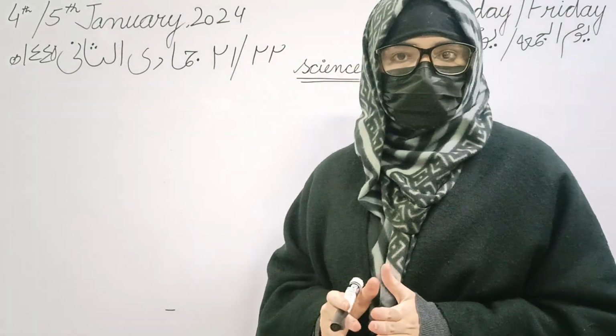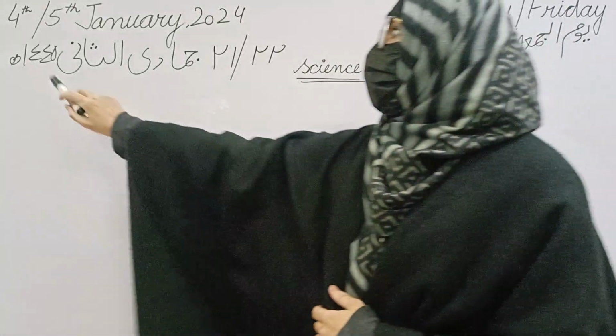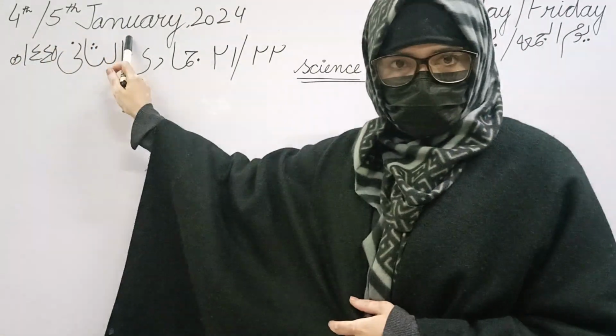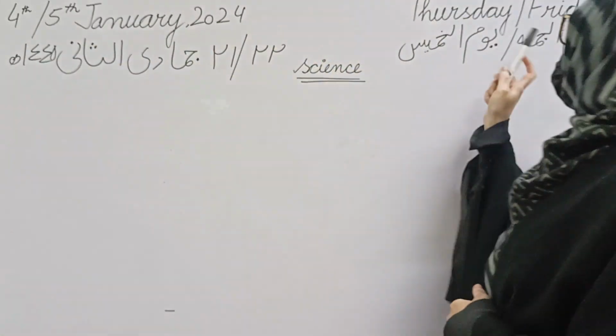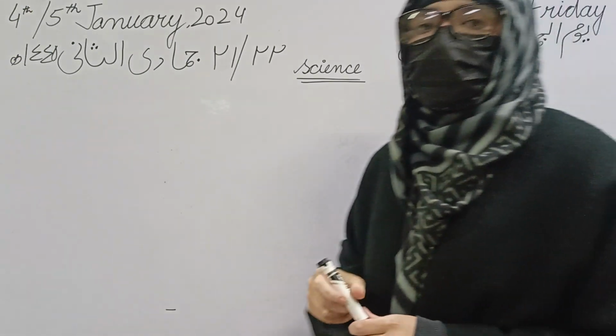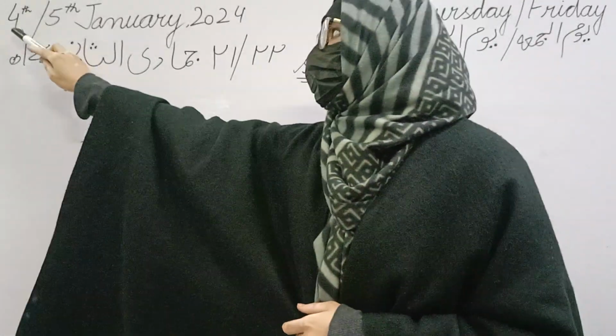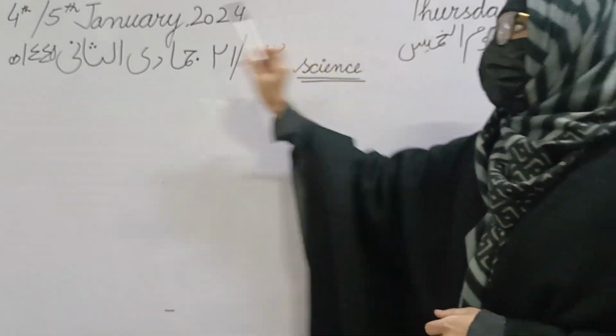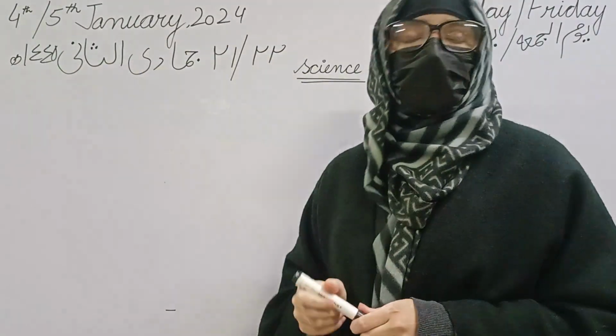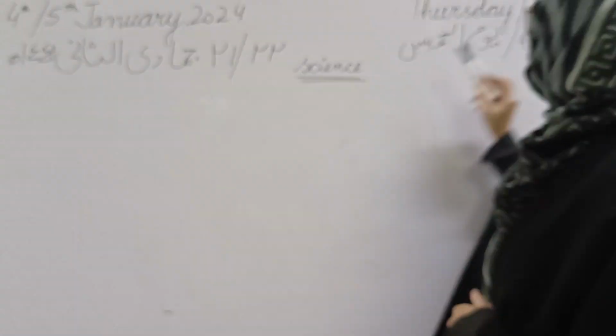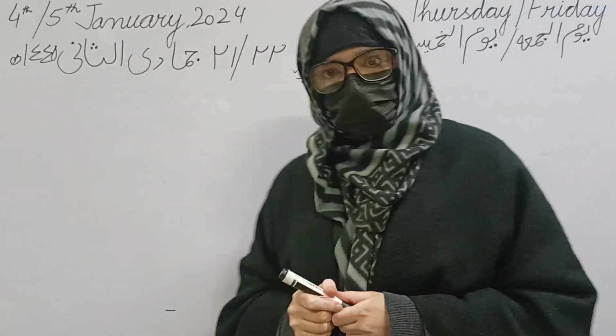For class 5 girls, you have to write the date 4th January, right? And the day will be Thursday, okay? When you do your work, you have to write the date 4th January with Thursday. And 5th January for 5 boys, with the day Friday, okay?